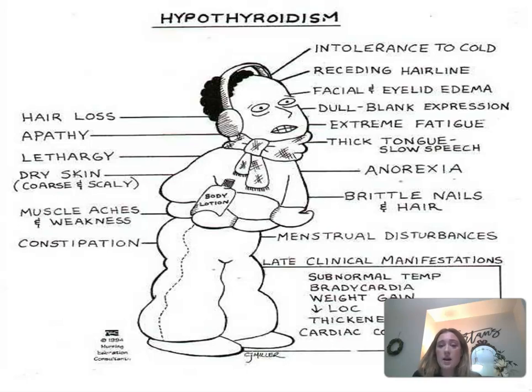And the late clinical manifestations, so if something's not done about this, like if they're not taking some medication like Synthroid to help increase their thyroid hormone, late signs would be them having a decreased body temperature, bradycardia, so low heart rate, weight gain. They can have a decreased level of consciousness, thickened skin, and then also cardiac complications.